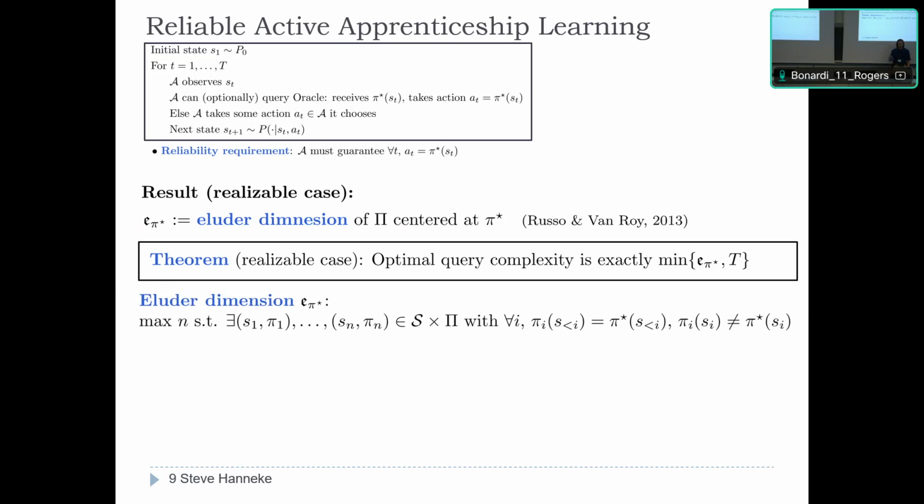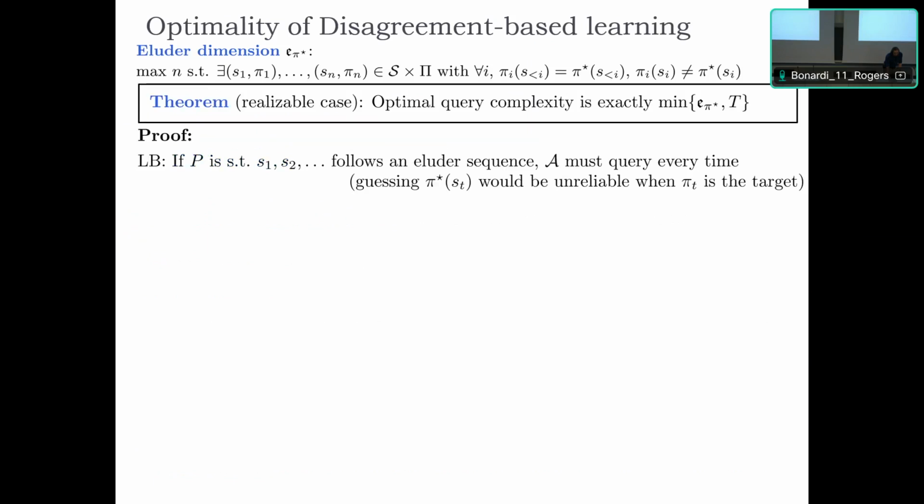It's the maximum n such that there's a sequence of n state-policy pairs, (S_i, pi_i), such that for each i, the policy pi_i agrees with pi star on the whole prefix up to but not including time i, and then it disagrees at time i. So it's correct on the prefix but disagrees on the next point. That's the eluder dimension. And I can give the proof. It's a fairly simple proof that the eluder dimension exactly characterizes the optimal query complexity.